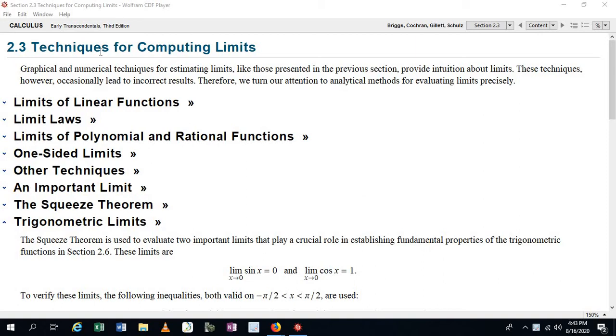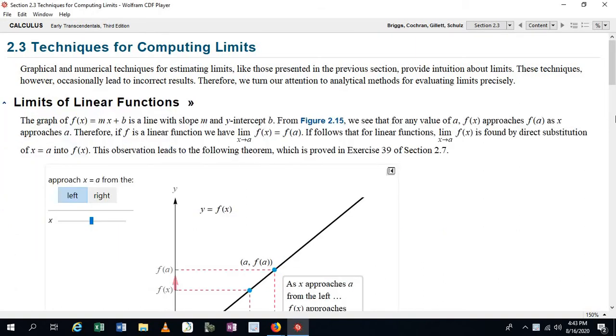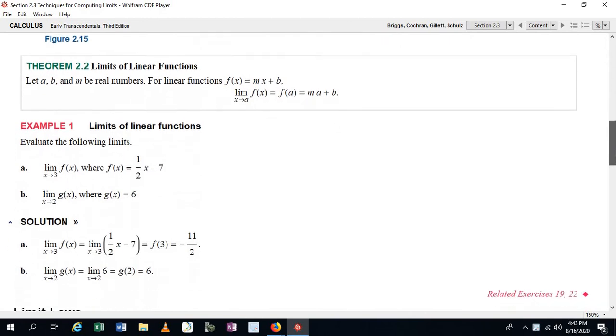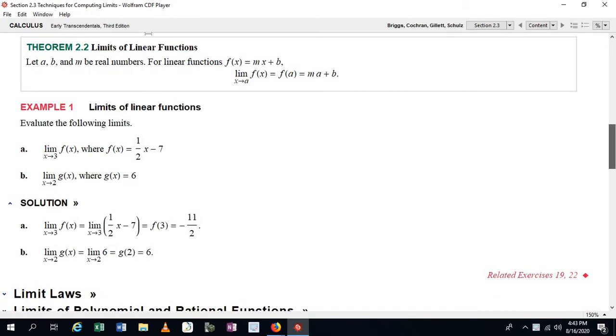Let's say you have a linear function, and you want to find the limit of it as x approaches a. So by theorem 2.2, the limit of f of x as x approaches a is simply f evaluated at a, so long as f of x is a linear function. Now remember, linear functions are functions that can be written in the form of mx plus b. M is the slope and b is the y-intercept. So as long as you have a linear function, it's very easy to evaluate the limit as x approaches a.